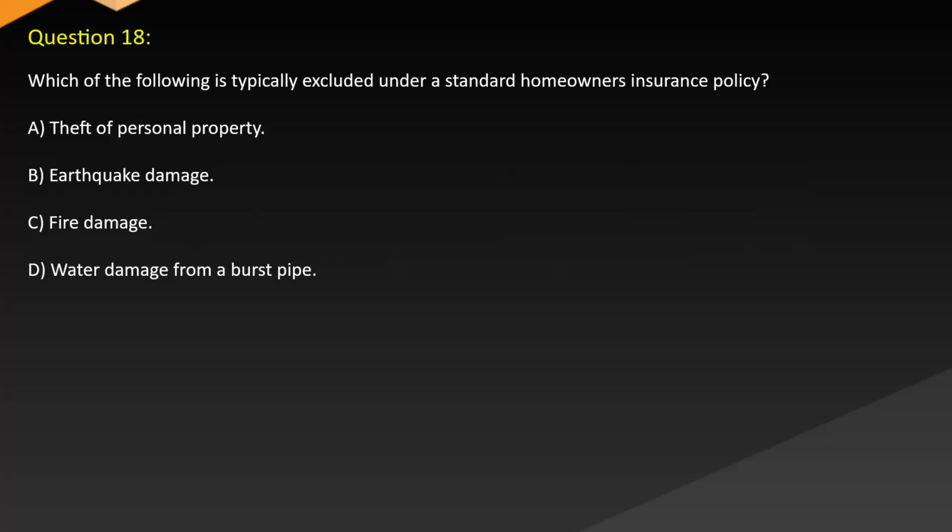Question 18. Which of the following is typically excluded under a standard homeowner's insurance policy? A. Theft of personal property. B. Earthquake damage. C. Fire damage. D. Water damage from a burst pipe.